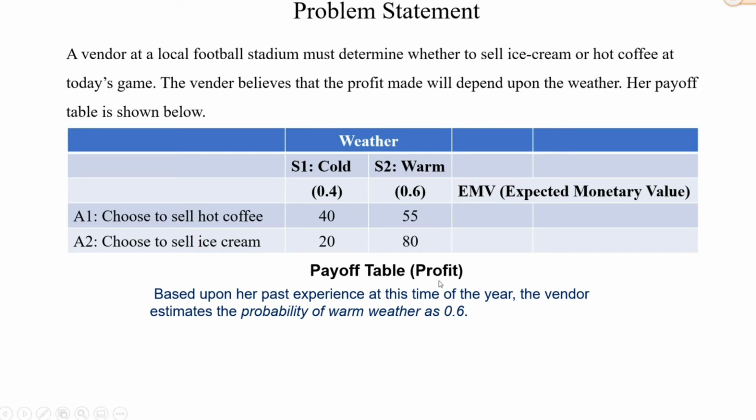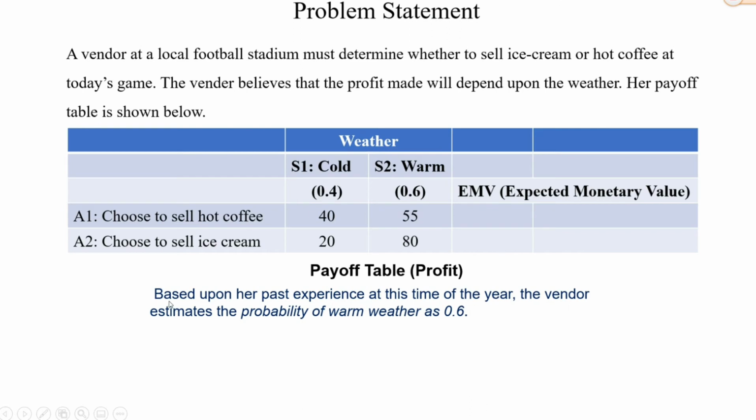So payoffs are profits. Profits are desirable payoff. Therefore, we have to maximize profit, maximize payoff. So EMV is expected monetary value. They are actually expected payoffs, expected profit. Expected profit for action 1, expected profit for action 2.